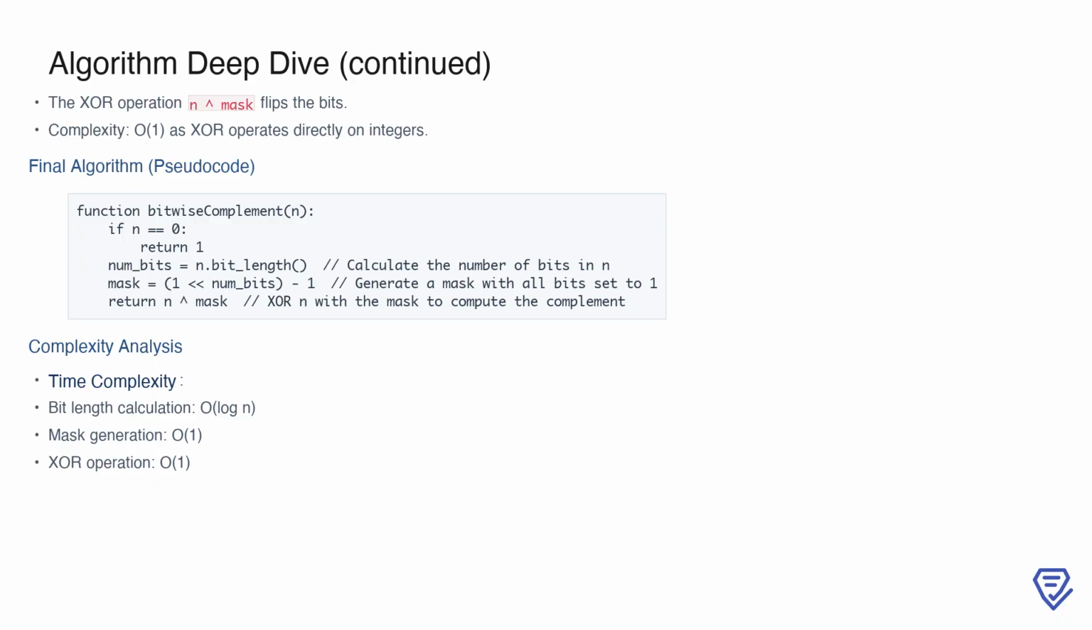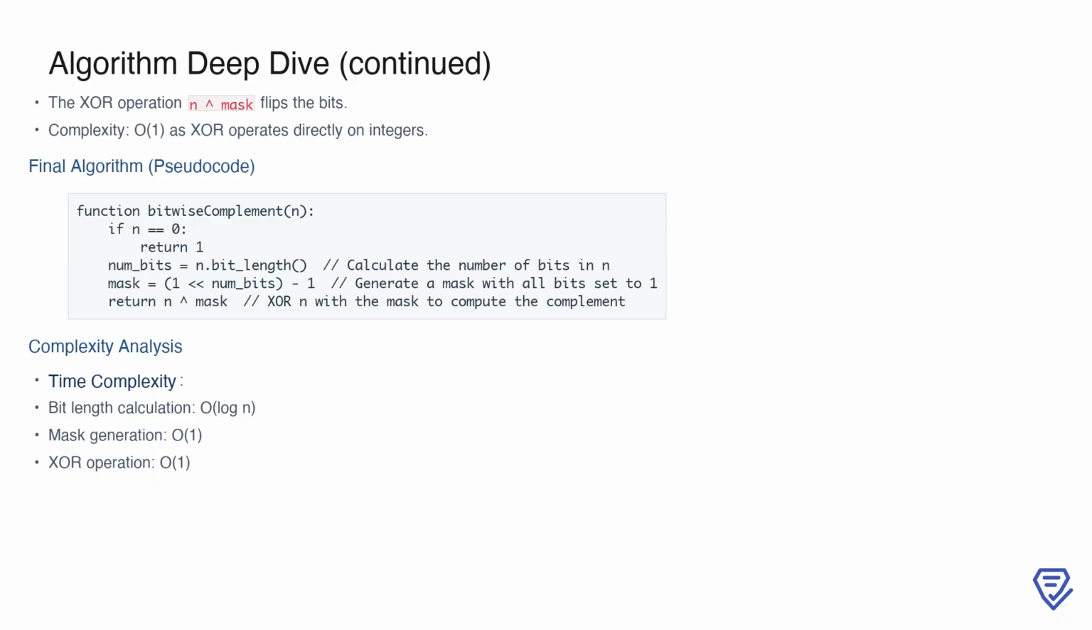Combining these steps, the entire algorithm can be summarized as follows. First, check if n is 0, and if so, return 1. Otherwise, calculate the number of bits in n using n.bit_length. Next, generate the mask using the formula 1 << number_bits, minus 1. Finally, compute the complement by XORing n with the mask and return the result.